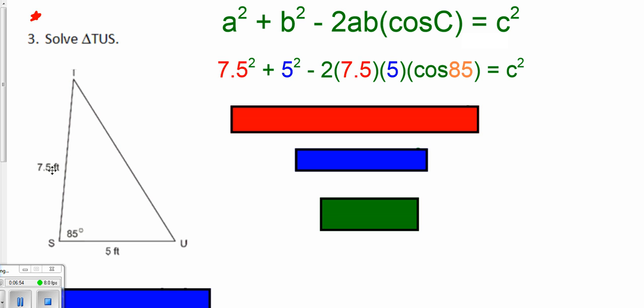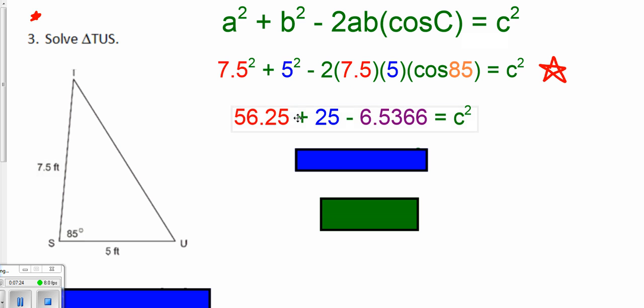I'm going to call 7.5 A, and 5 I'm going to call B. So this is going to be my angle C right here. When I plug everything in, it's going to be 7.5 squared plus 5 squared minus 2 times 7.5 times 5 times the cosine of 85 equals C squared. I want to put a star right here. We're going to come back to this part at the end. Okay, but we're going to keep moving from here.